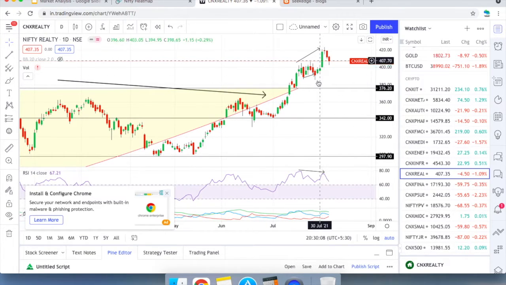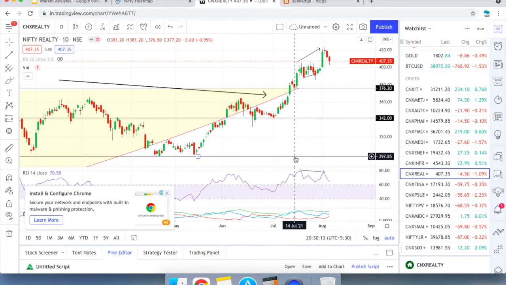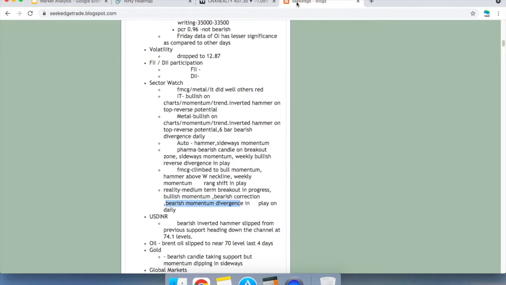So this may consolidate for some time here before this target is met. Right? So realty, IT, metal and FMCG are bullish. Others are all sideways or slightly bearish. Right? That's about the sectors.